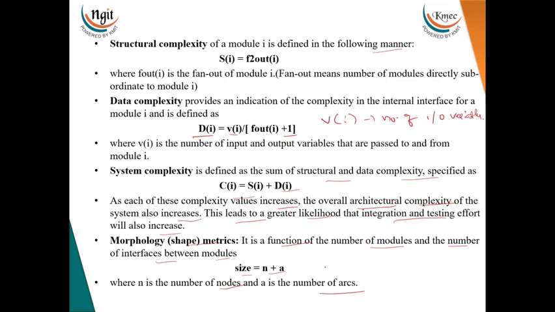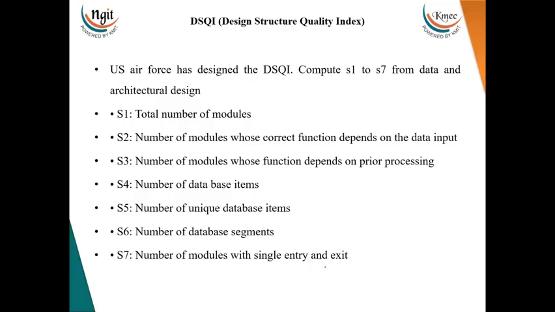Next, we talk about DSQI, that is the design structure quality index. The US Air Force assesses modularity and data handling using the values S1 to S7, which are like module counts, dependencies, database items, all those things. The objective is to judge how modular, reusable, and well structured the system is. The DSQI compares S1 to S7 from data and architectural design.